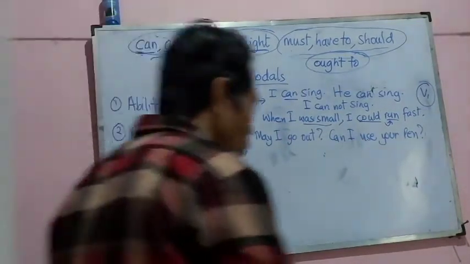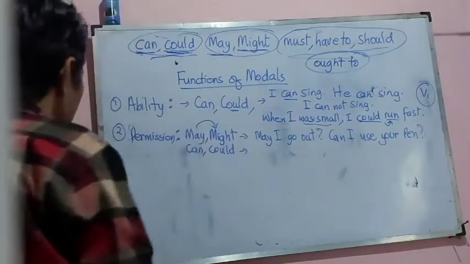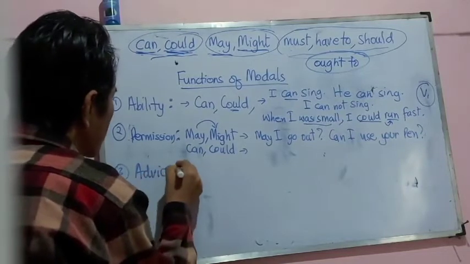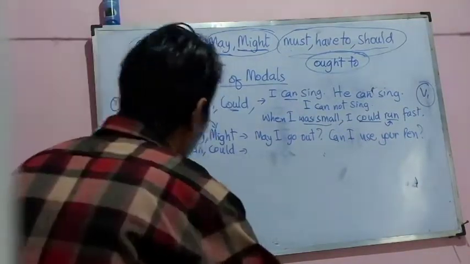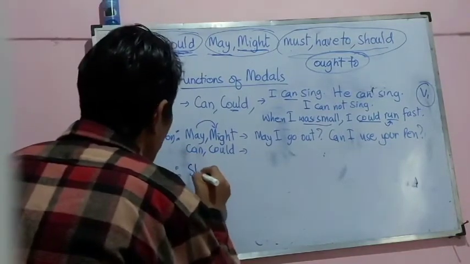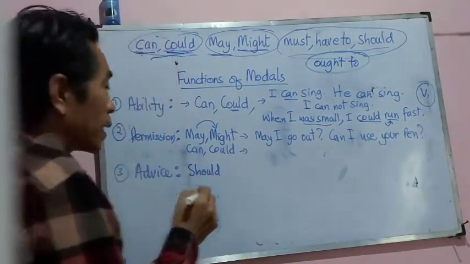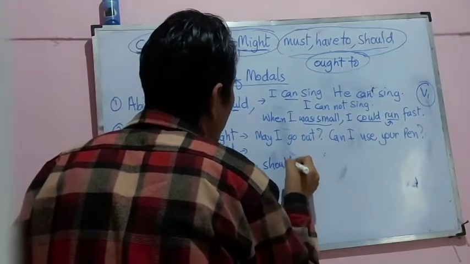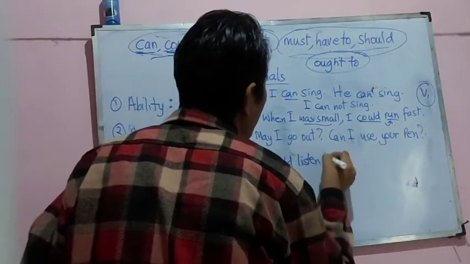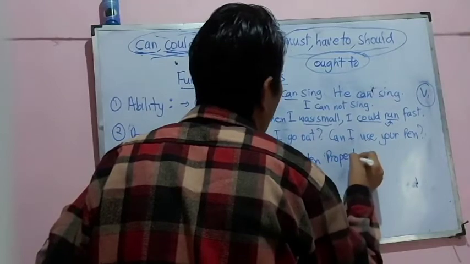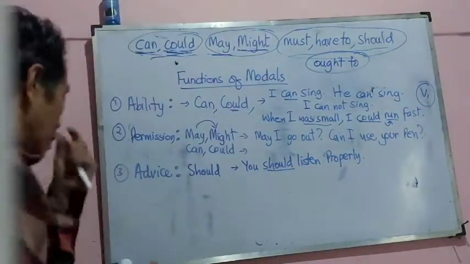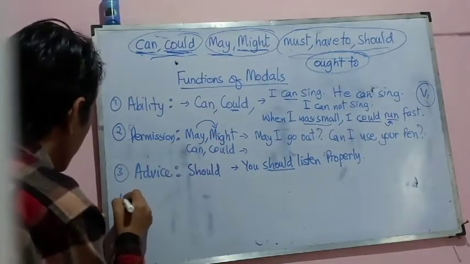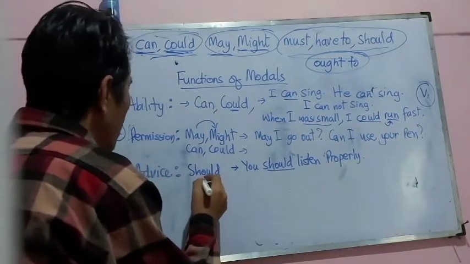So the next one is advice. Models can be used to give advice. For example, for advice, we use should. You should listen properly. That is advice. You should study hard.